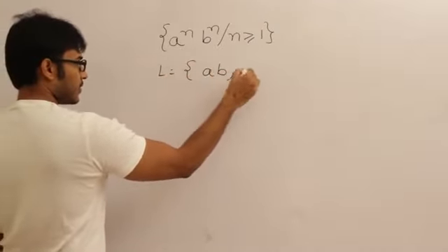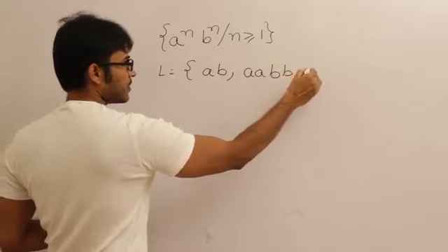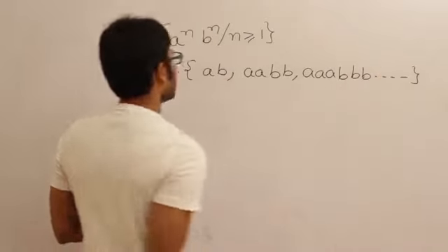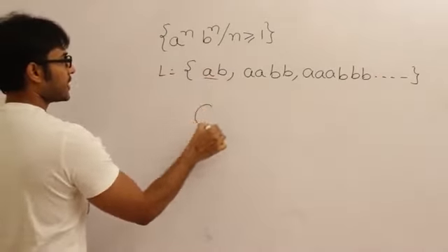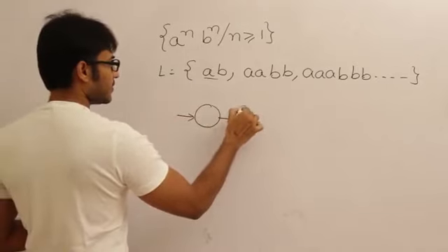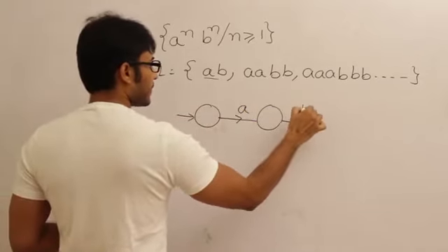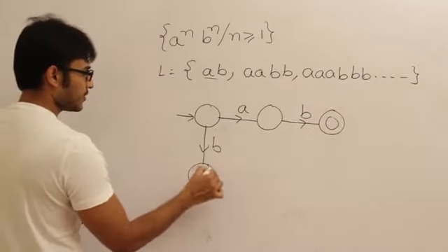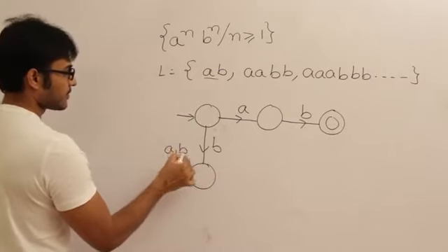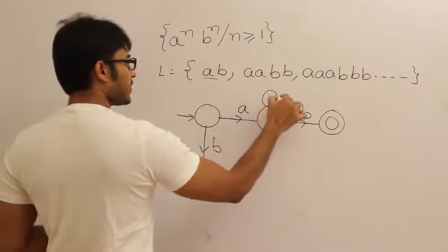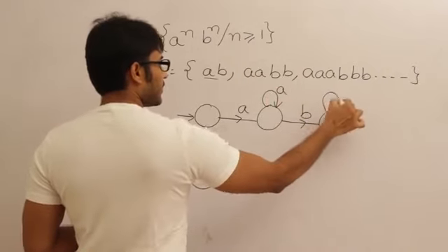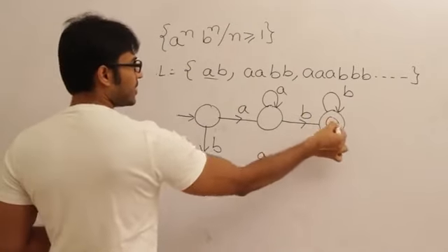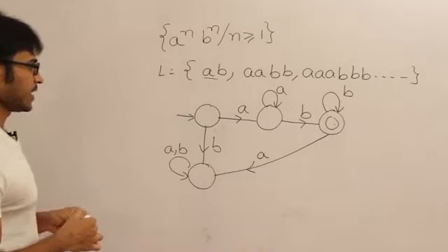It is AB, AA, BB, AAA, BBB, so on. So let me take the smallest string and give the skeleton. Skeleton is going to be simply A, B, and accept it. If I get a B, I should not accept this string. Therefore, this is the dead state. And if I see any number of A's, I'll be waiting for B's. And if I see any number of B's, I'll be accepting it. If I see an A, which means after a B, A is coming, I'll be killing it.